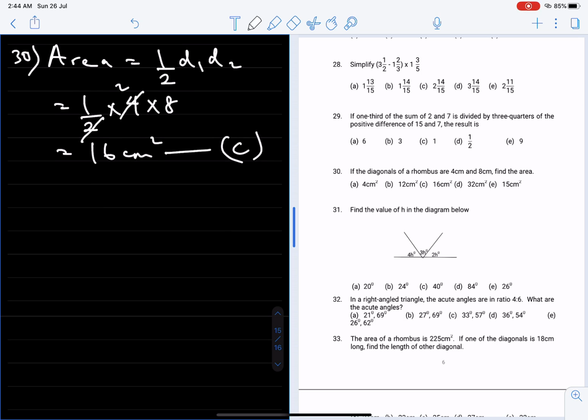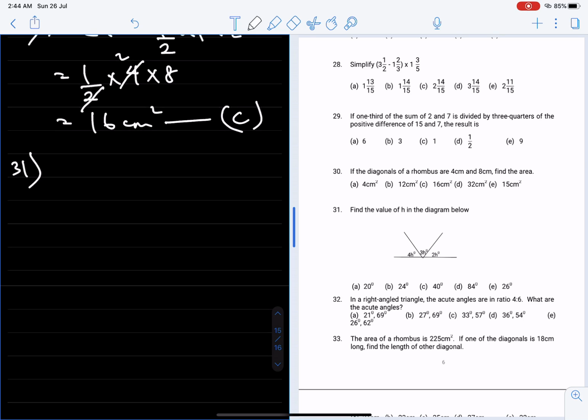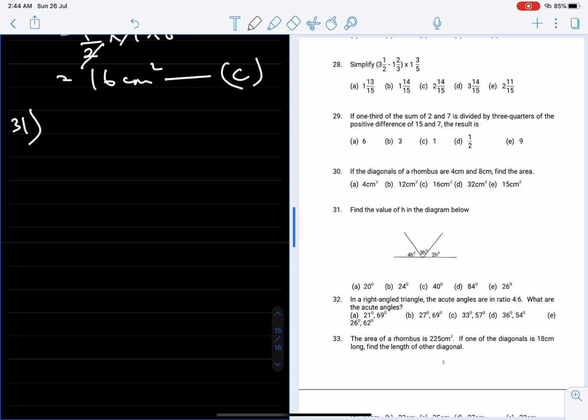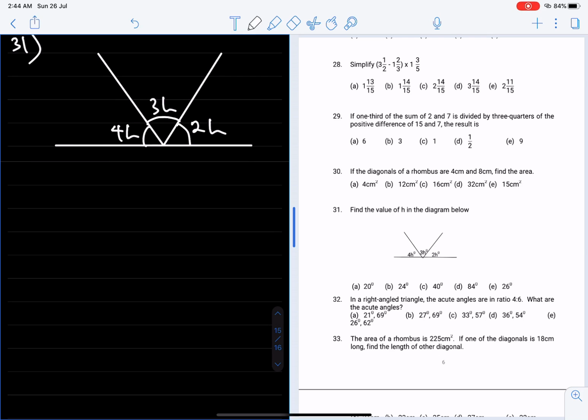And now to the next, 31. Find the value of H in the diagram below. This is a piece of cake, and we go straight to it. This angle is 4H, this is 3H, and this is 2H. All of them are on a straight line. So 4H plus 3H plus 2H equals 180 degrees.